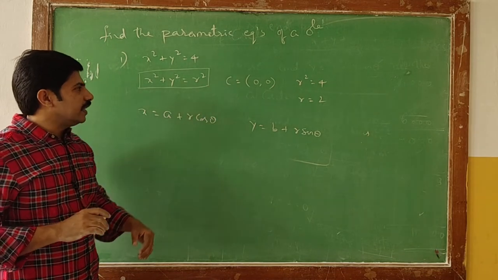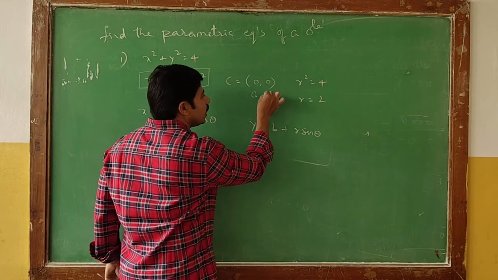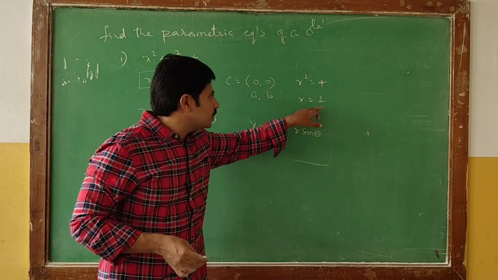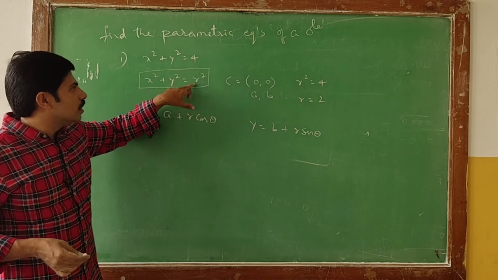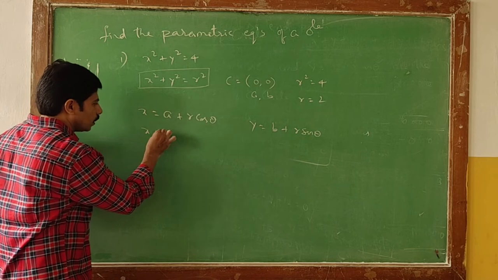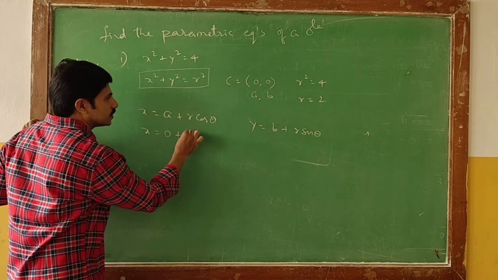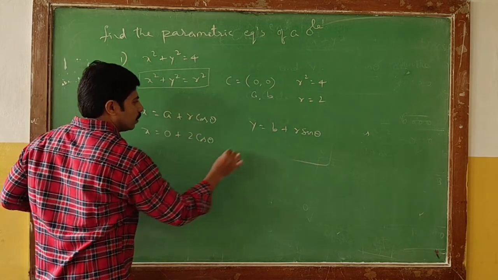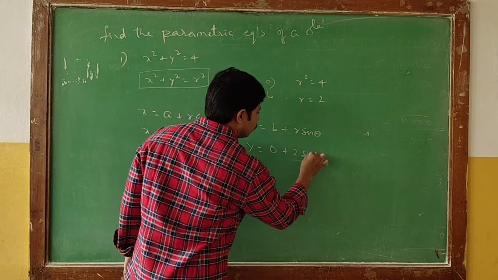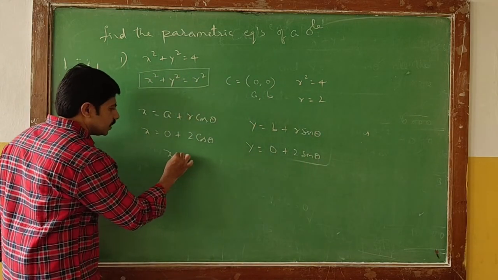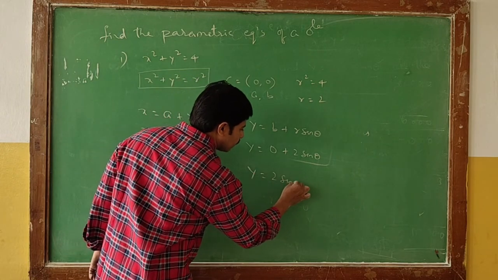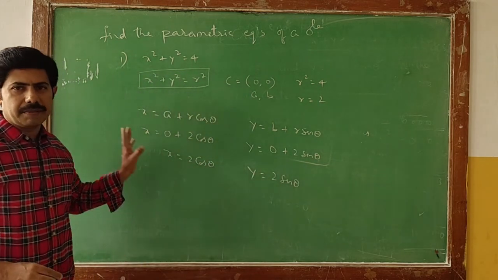So we have the center. Center means what? Clearly the a value and b value. A is 0, b is 0. And r square is equal to 4, r is equal to 2. How are we comparing? We just compare these two. Just substitute here. X is equal to a value 0 plus 2 cos theta. Y is equal to 0 plus 2 sin theta. So x is equal to 2 cos theta, y is equal to 2 sin theta. So these are the parametric equations of a circle.